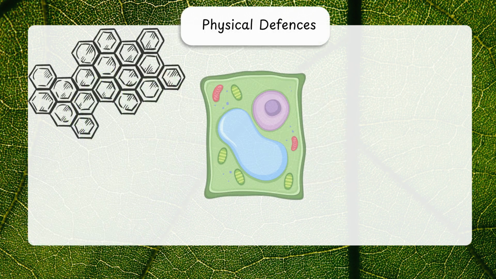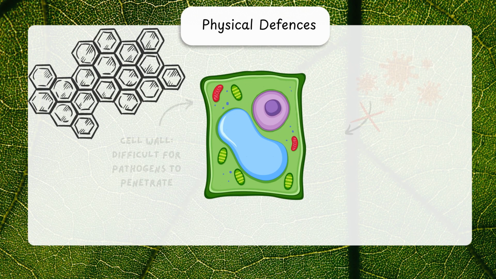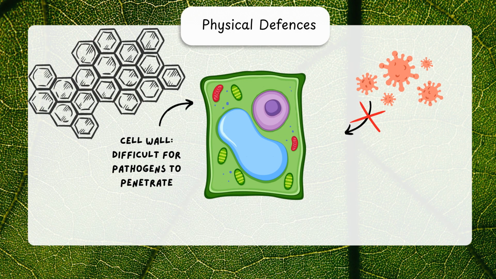Each plant cell is surrounded by a sturdy cell wall, which is made of cellulose. This cell wall provides structural support and acts as a second line of defense against pathogens. If a pathogen manages to get past the waxy cuticle, it will still need to penetrate the cell wall in order to infect the plant.